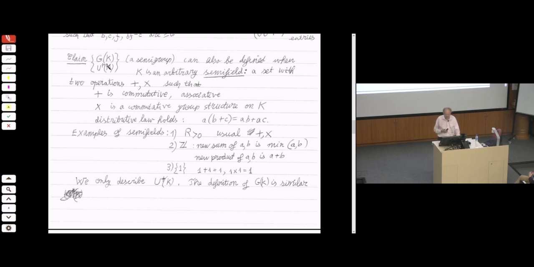There's also another semifield. This semifield has one element. This is also interesting because there's no field with one element. So the field doesn't exist with one element, but a semifield does exist.